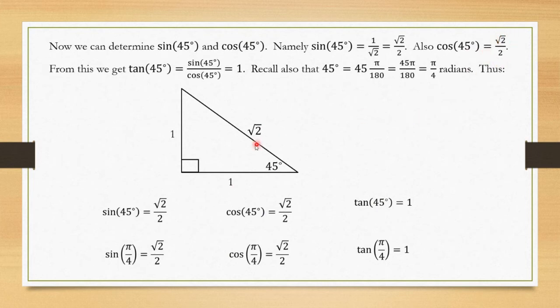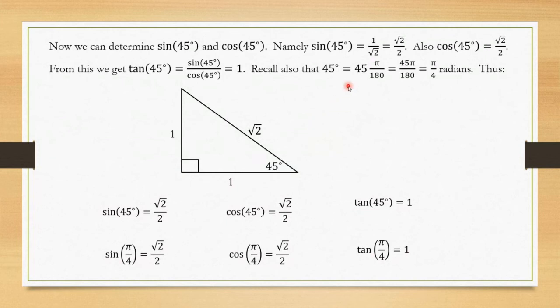Now you could see this from the triangle, but even if somehow the triangle is not there anymore, you could still figure out tangent. This tangent of 45 degrees is sine over cosine. But these two are the same. That forces tangent to be 1.